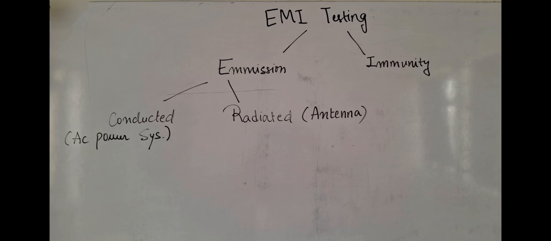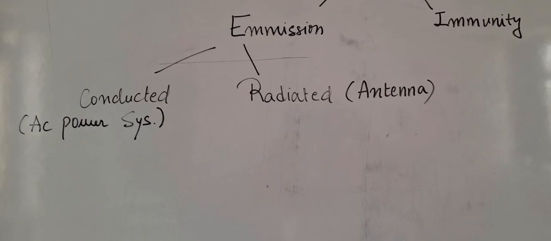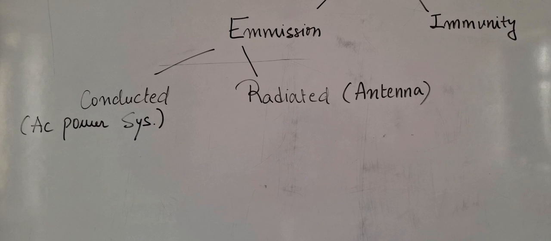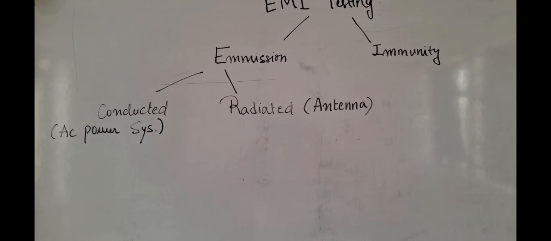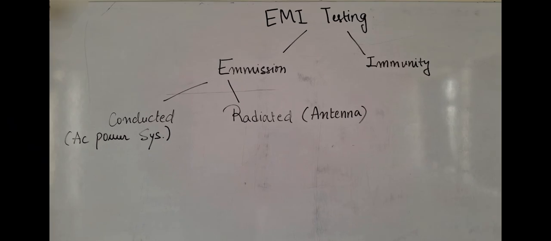In emission testing, there are two types of testing to check how much of an emission a device is creating via conducted means and how much of an emission a device is creating via radiated means. Radiated emission testing, or REMI testing, is done using a receiver antenna, and conducted emission testing is done using AC power systems to check how much of electromagnetic waves or pollution is being created via conducted media.